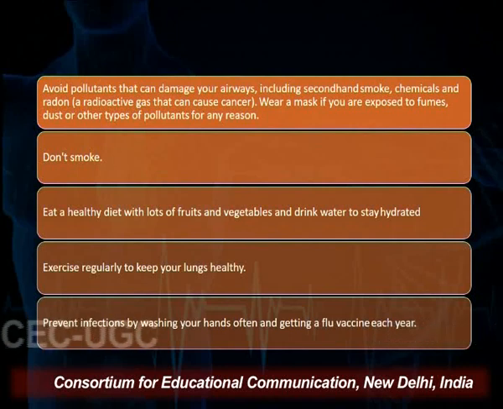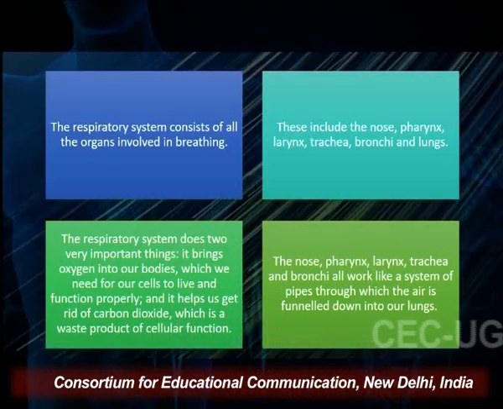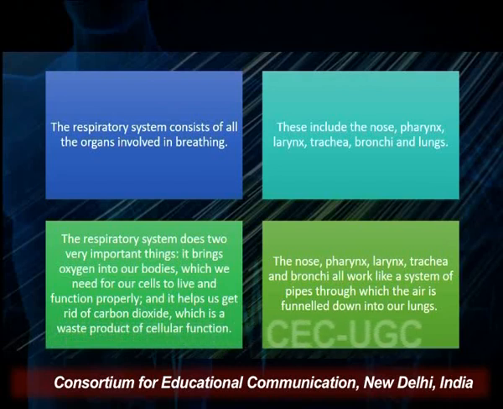Now, in conclusion, we can see these points. The respiratory system consists of all the organs involved in breathing. These include the nose, pharynx, larynx, trachea, bronchi and lungs. The respiratory system does two very important things. It brings oxygen into our bodies, which we need for our cells to live and function properly, and it helps us to get rid of carbon dioxide, which is a waste product of cellular function.